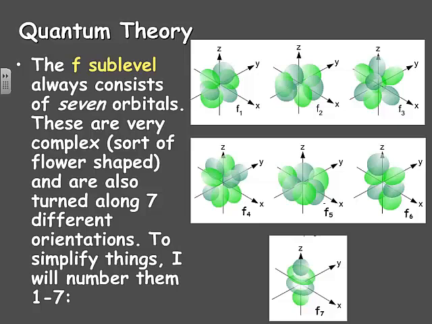Don't worry, you're not going to have to be able to distinguish f1 from f6 or anything like that, but you should be aware that they have lots of lobes like this, that there are 7 of them, and yeah, there is one that's got a really strange shape to it, a lot like that single one that looked different for the d orbitals, only this one has 2 lobes and 2 rings around the center.